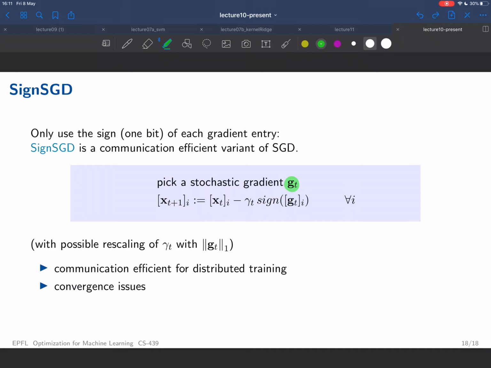What it does is take the stochastic gradient, and then it completely forgets the magnitude. It will just use the sign of each coordinate of the gradient. So it's either +1 or -1. It doesn't care at all about the magnitude of that thing. You would just use the sign.